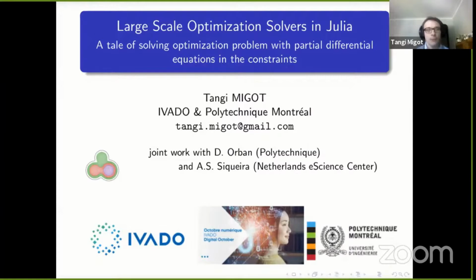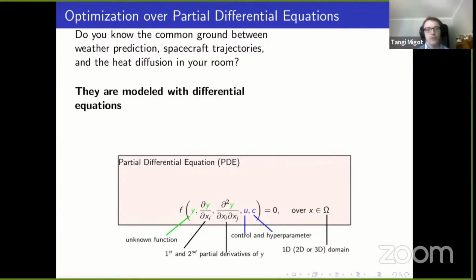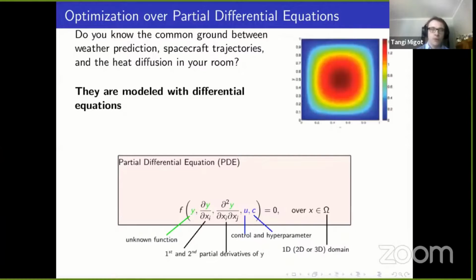And today I'll talk about solving optimization problems with partial differential equations, PDEs for short. So do you know the common ground between weather prediction, spacecraft trajectories, and the heat diffusion in your room? Well, all these phenomena are modeled with differential equations. So the solution of these equations is a function that is described by its partial derivatives. So for instance, you can see here on the right, the heat map function in a square room in 2 dimensions. And this function is actually the solution of a specific PDE called the Poisson equation.